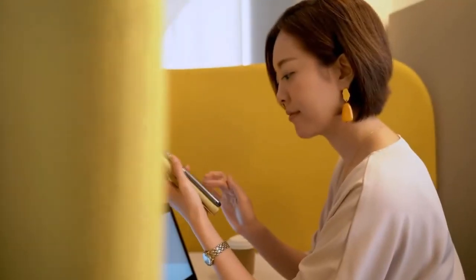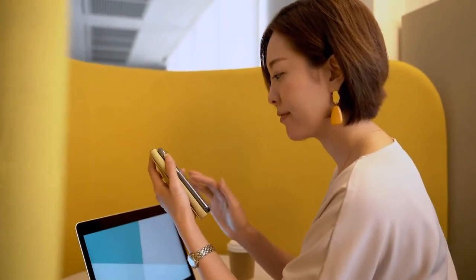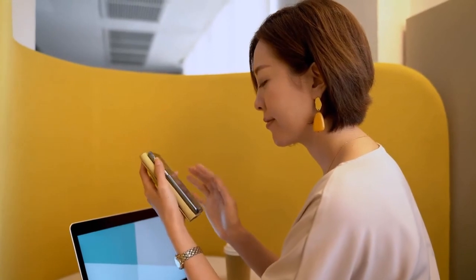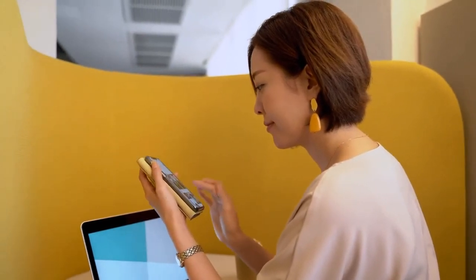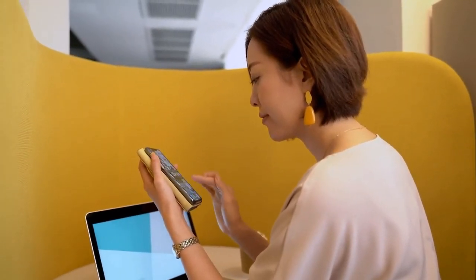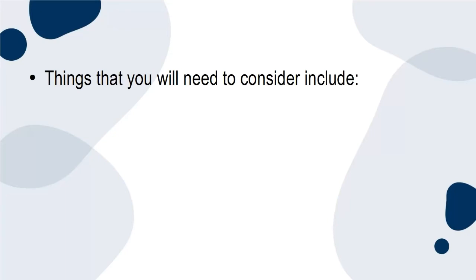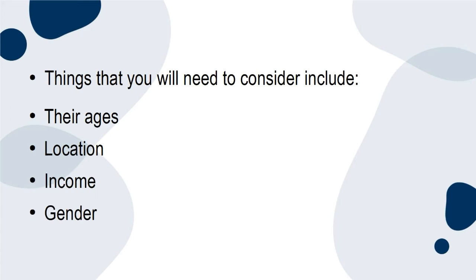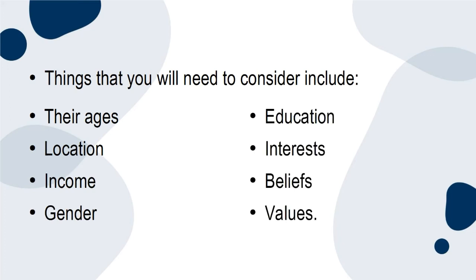To begin, you'll need to understand your target audience and their media usage. Develop a detailed demographic outline of your ideal followers. Things that you will need to consider include their age, location, income, gender, education, interests, beliefs, and values.